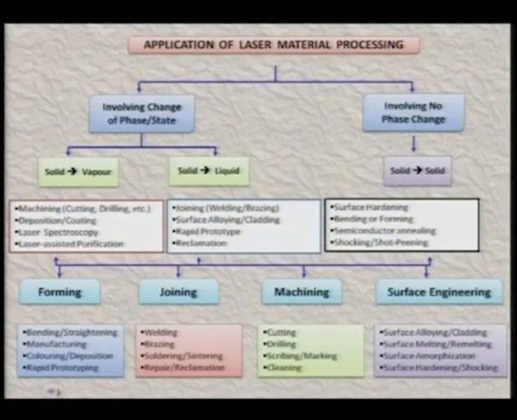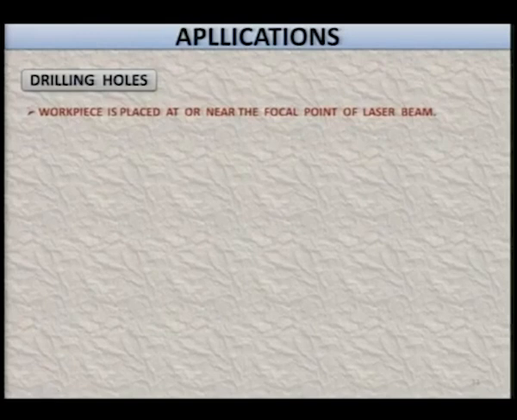So, I will give you some very important and interesting examples of laser macro machining as well as micro machining. I am not going to cover other applications like welding, brazing, etc. I will concentrate in this lecture only on machining, that is laser machining, which includes macro machining as well as micro machining. Now, drilling of holes using laser beams: the workpiece is placed at or very near the focal point of the laser beam, so that maximum utilization of the heat energy available due to the laser beam is made.